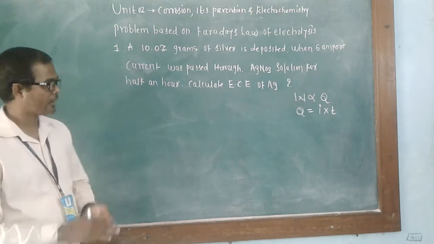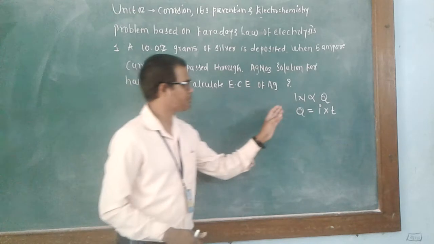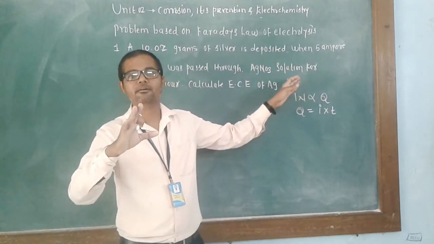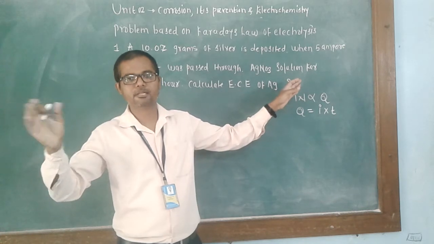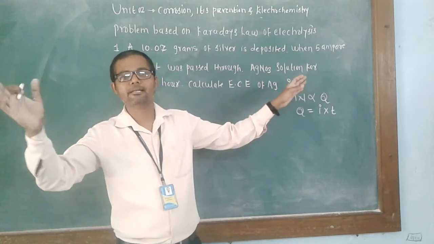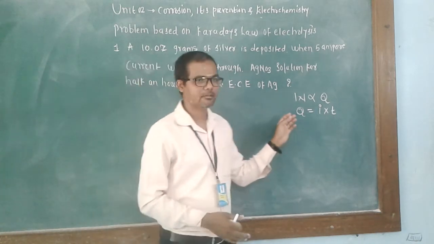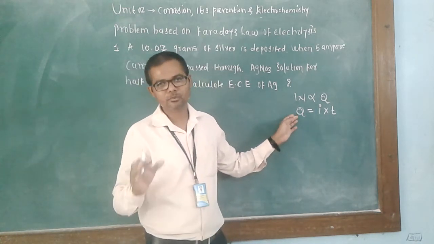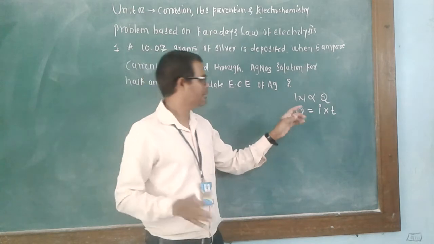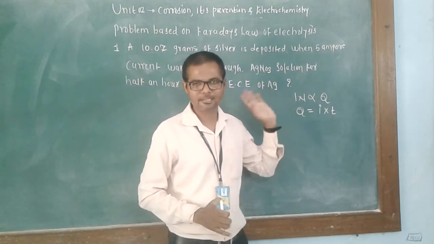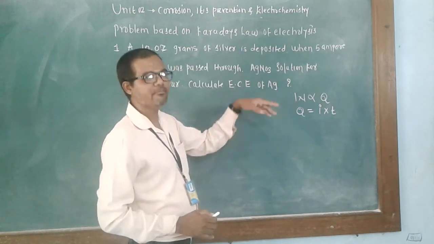According to Faraday's law, W is directly proportional to Q, that is the quantity of electricity that is passing from the source, that is from your battery, into the electrolyte. As we know, quantity of electricity is measured in coulombs, and a coulomb is nothing but I, the current in ampere, multiplied by time in seconds. So put this value in the first equation.